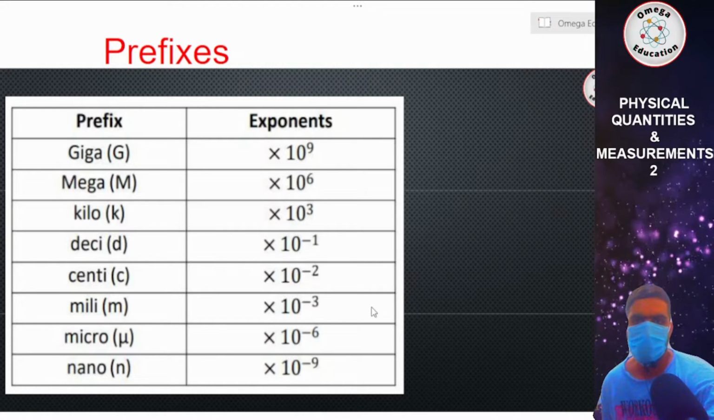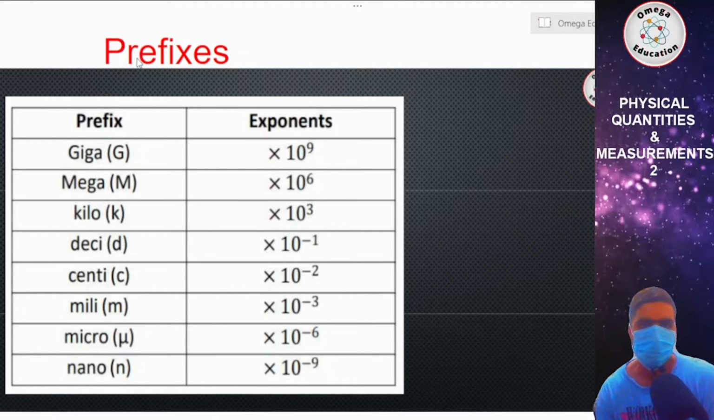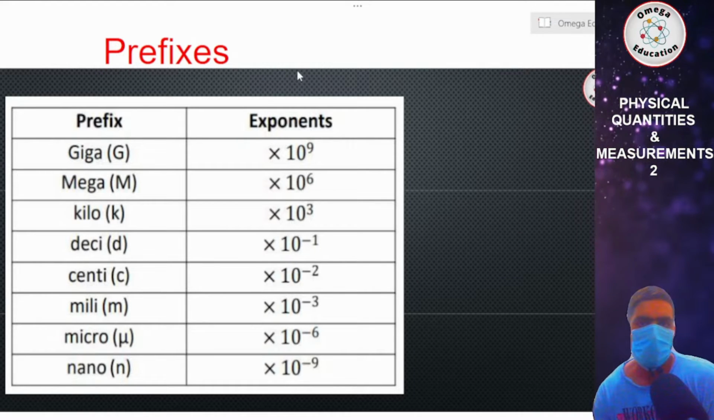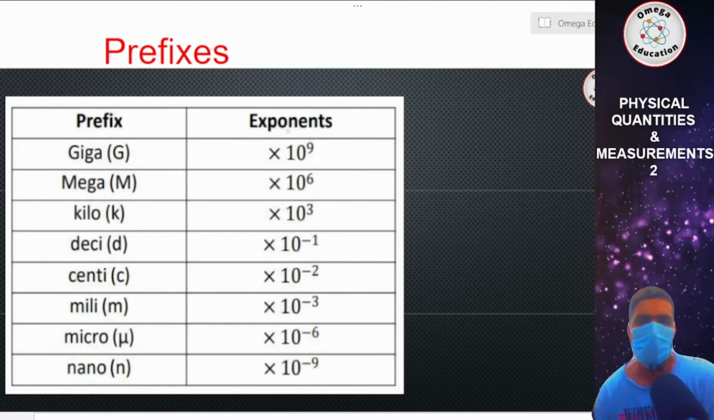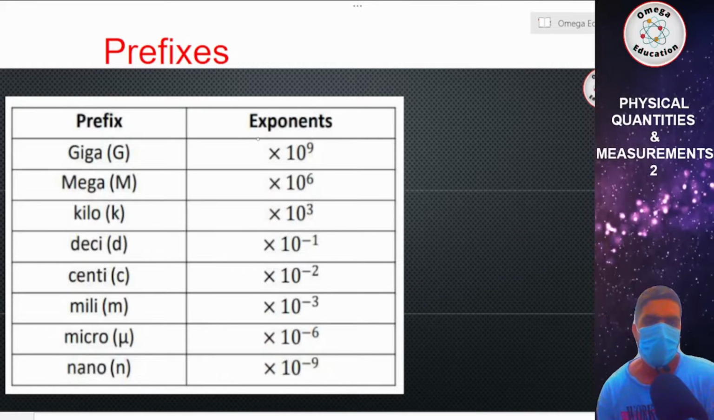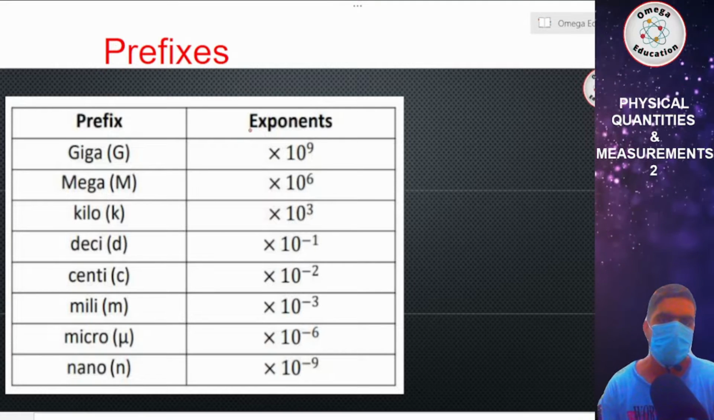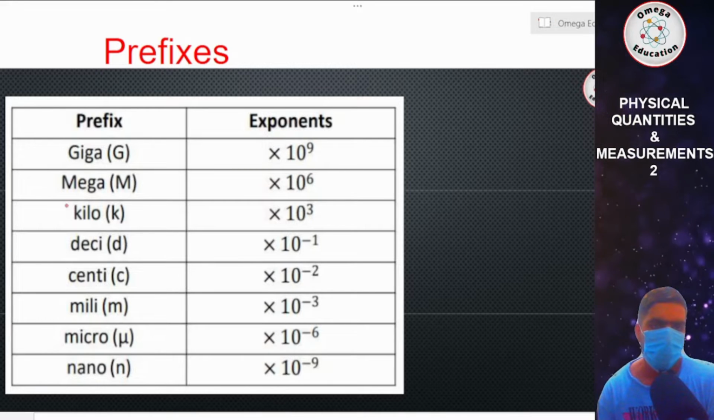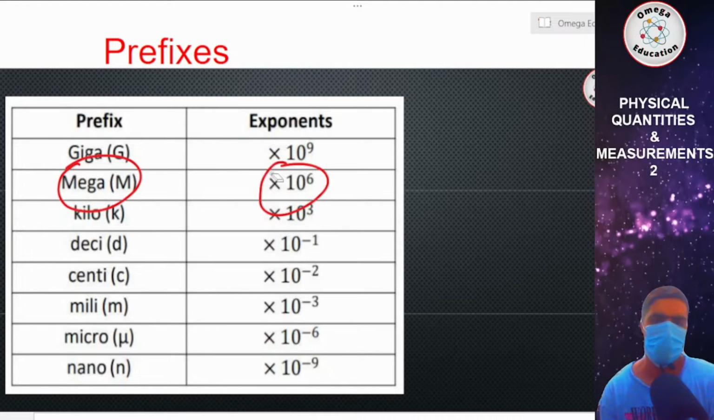Let us see, first of all, why do we use these prefixes. Now first of all, a prefix represents a factor, a constant number that is written behind a unit. For example, if I say the word giga, it represents a factor of 10 raised to the power 9. And if we use mega, also called million, it represents 10 raised to the power 6.